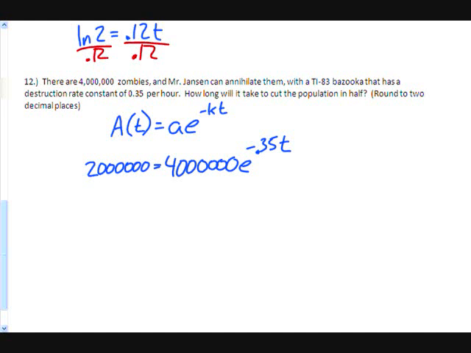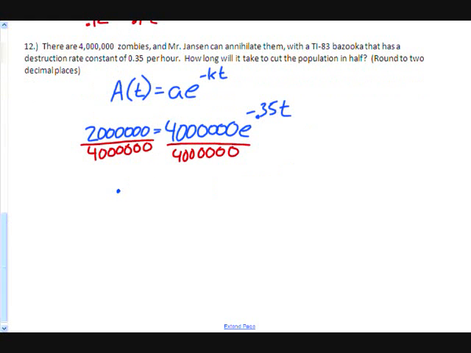And now, just like I did before, I isolate the exponential function, so I'm going to divide each side by the 4 million. And when I do that, I end up with a 1/2 over here, or a 0.5. Again, because it's a terminating decimal, you can just leave it that way. Equals e to the negative 0.35t. My negative sign is a little bit far away from that guy. There we go. And now to solve this, I have to take the natural log of each side.